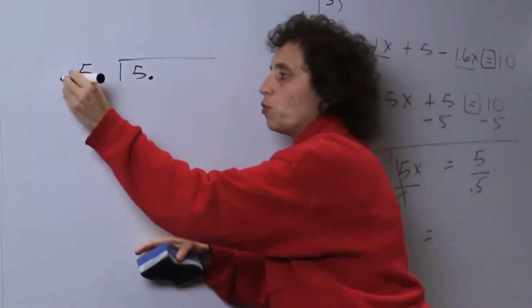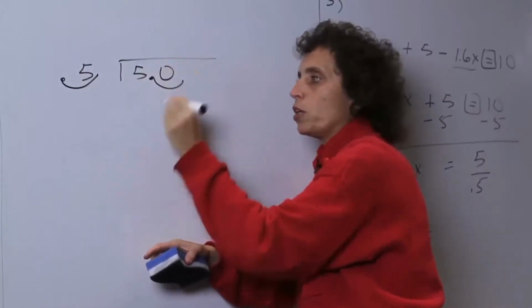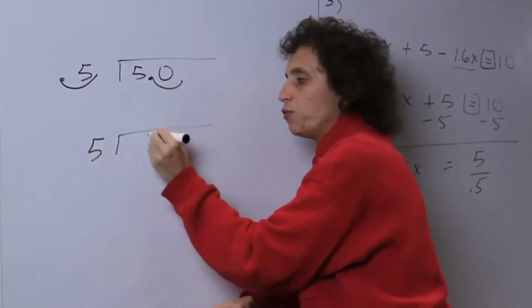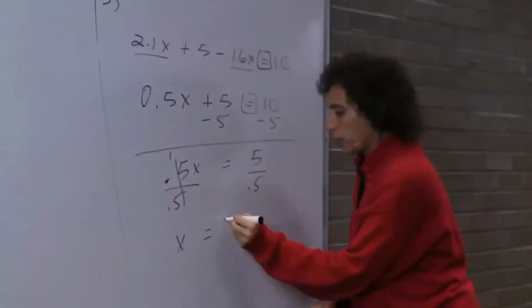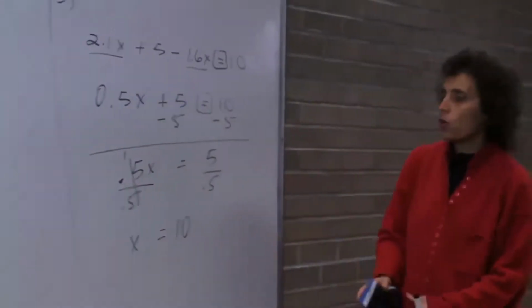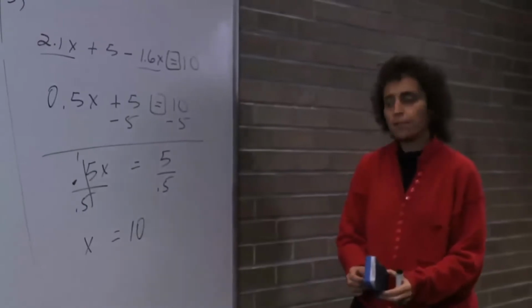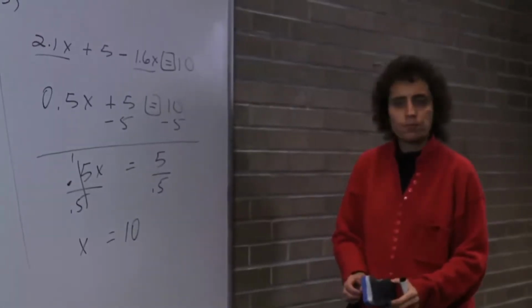We need to move this over once. So it's really just 5 into 50. That's 10. Beautiful. So x equals 10. Awesome. That's number 3. Ready for 4?